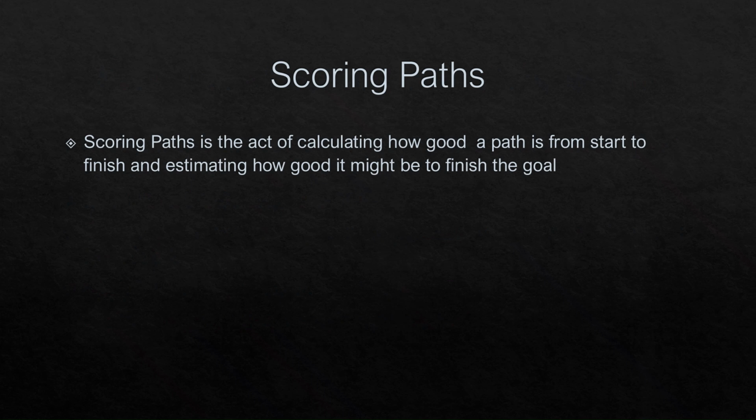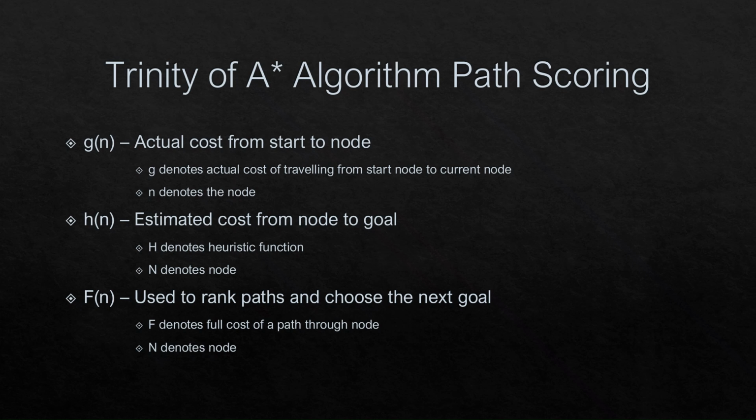And then we go to scoring paths. Scoring paths is the act of calculating how good a path is from start to finish and estimating how good it might be to the finish goal. And then we have the trinity of the Dijkstra algorithm path scoring. And we have G(n). This is the actual cost from start to end node. G denotes the actual cost of traveling from the start node to the current node, and n denotes the node.